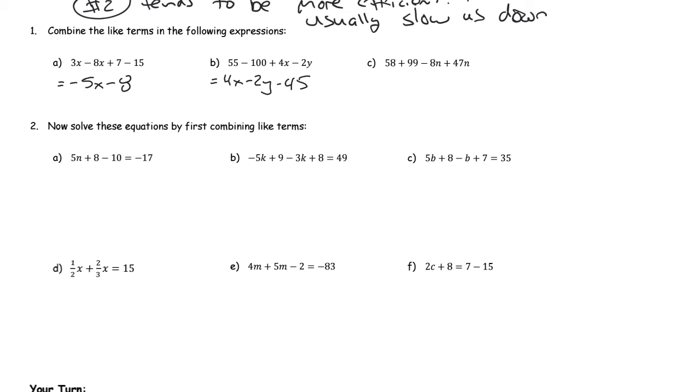And over here for C, well, I've got a negative 8n and a positive 47. So I can put those together because they're both terms that have the variable n in them. And what is it? 47 minus 8 is going to be 39. And then 58 plus 99 is going to be 157. Okay. So that's about as good as that's going to get here.